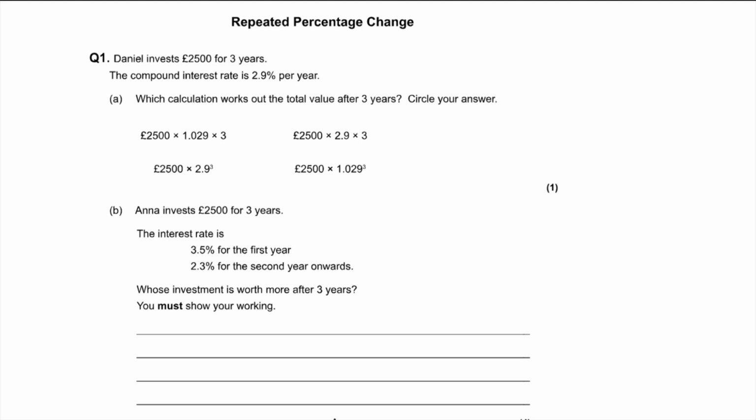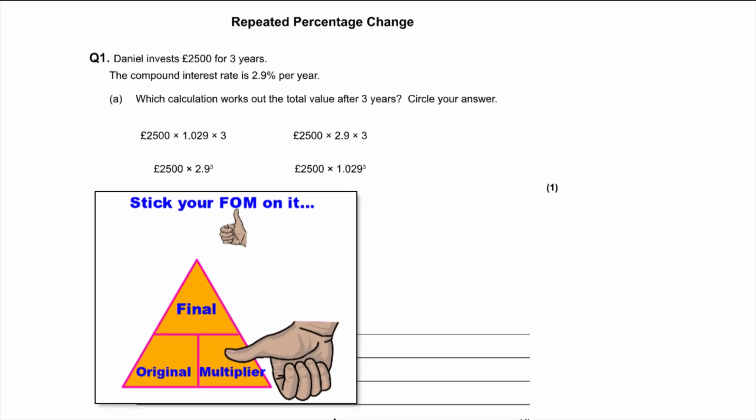Personally, I don't like to use that. I think it's overly burdensome and complicated. If you've ever seen any of my videos before, you know that I use like a little triangle for percentage questions. Put your thumb on it, final, original, multiplier. And I just use an extension of that when I work out repeated percentage change. So using that triangle, final, original, multiplier.